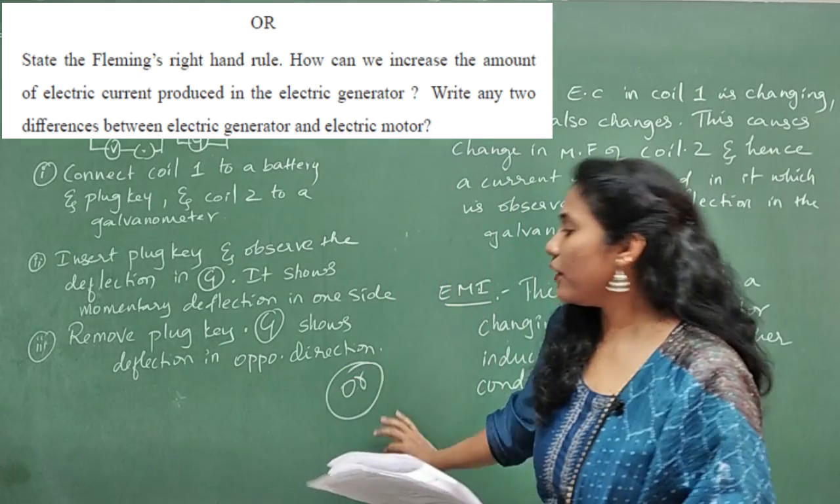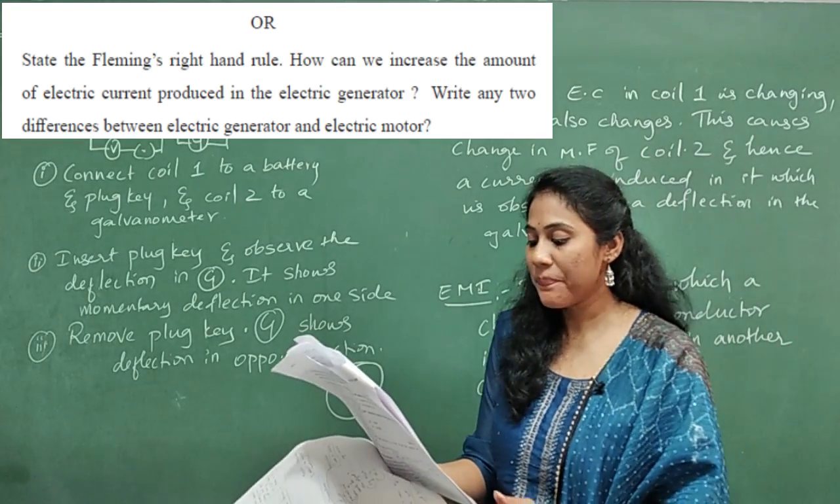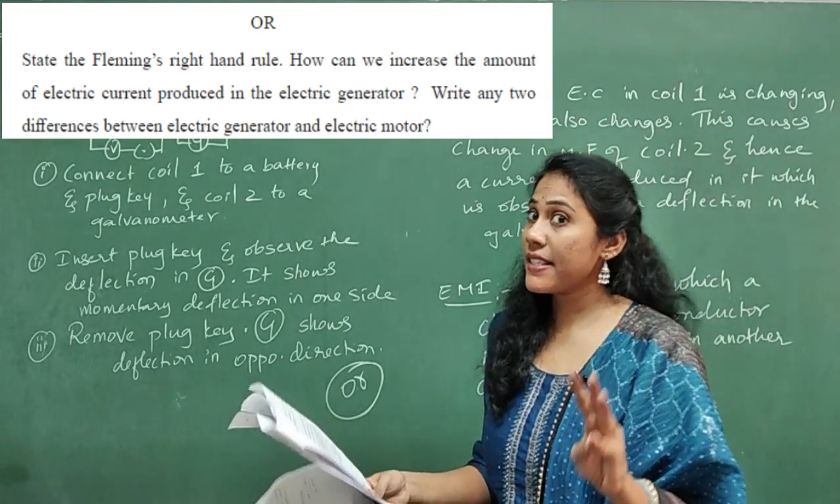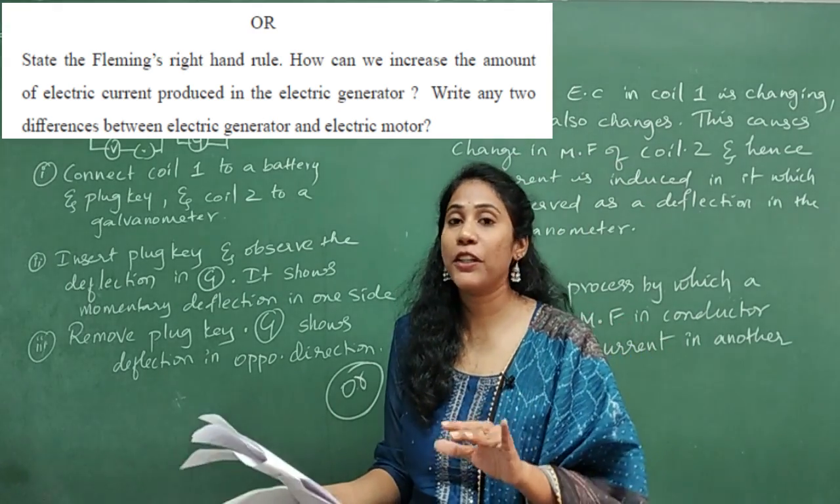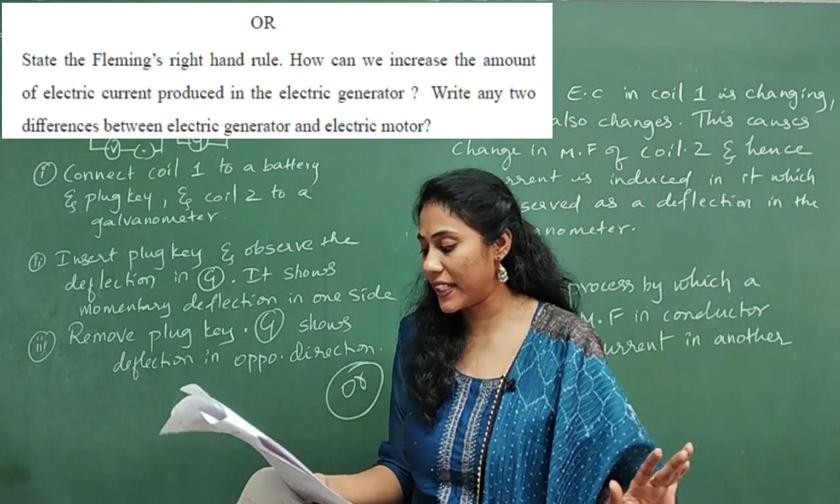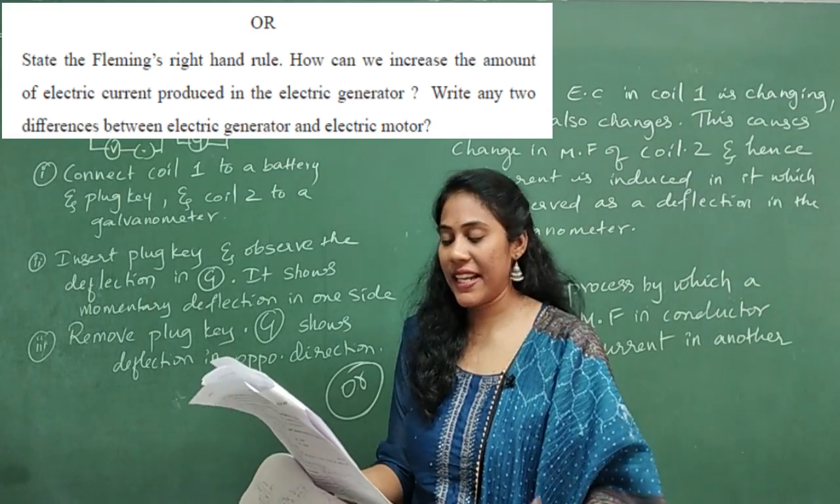So you have another question for this OR question. The OR question is very simple, guys. State Fleming's right hand rule. Fleming's left hand rule and Fleming's right hand rule are very important, so the definitions are very important, guys. It's a direct question, you can write it. State Fleming's right hand rule.